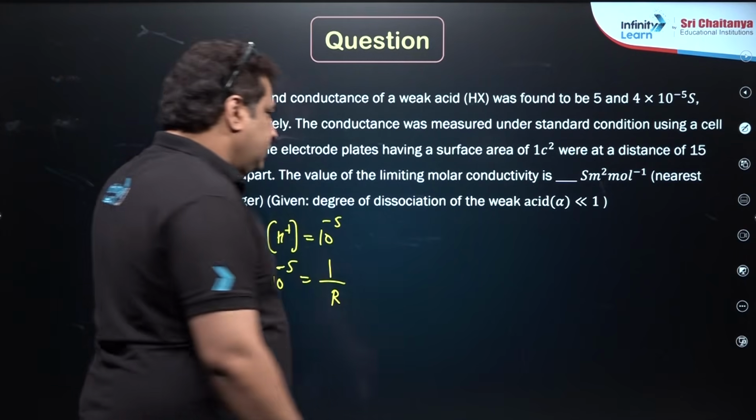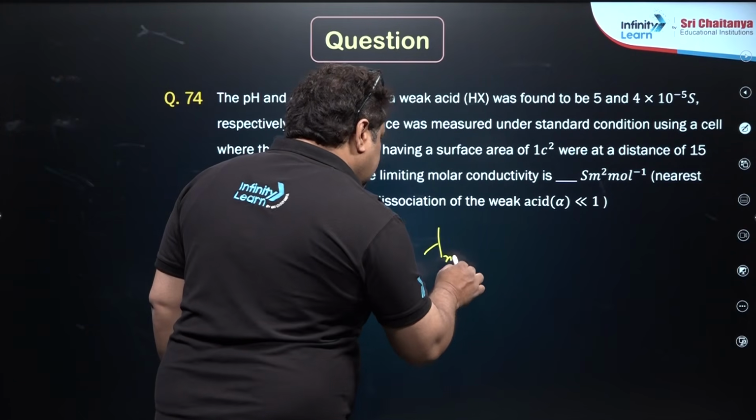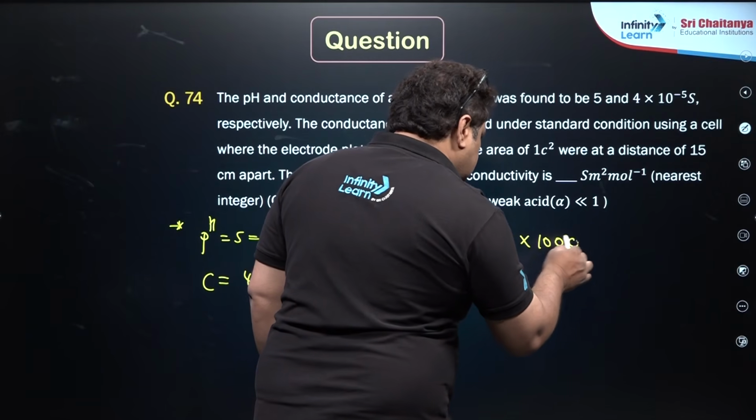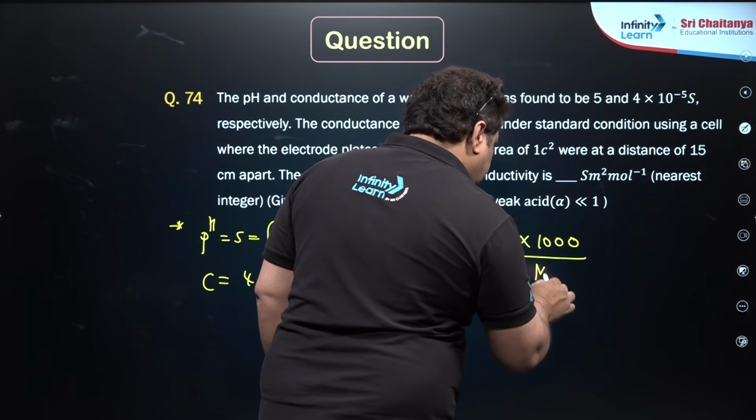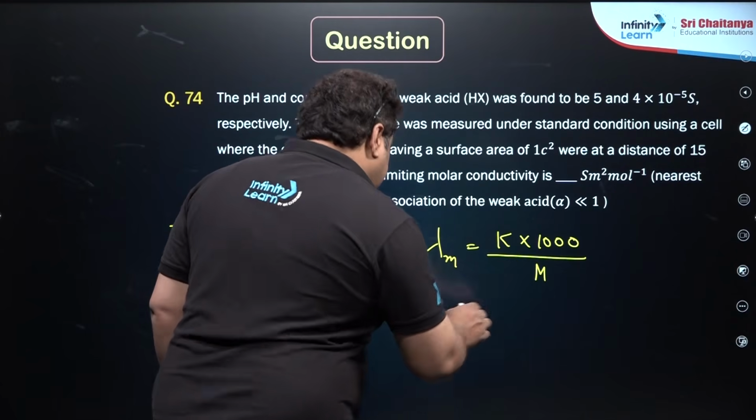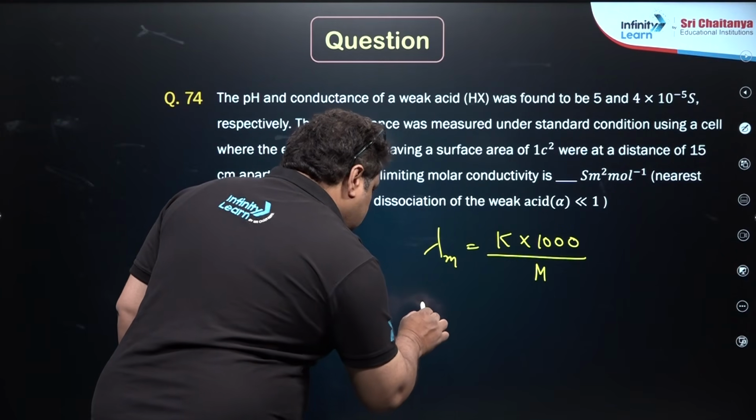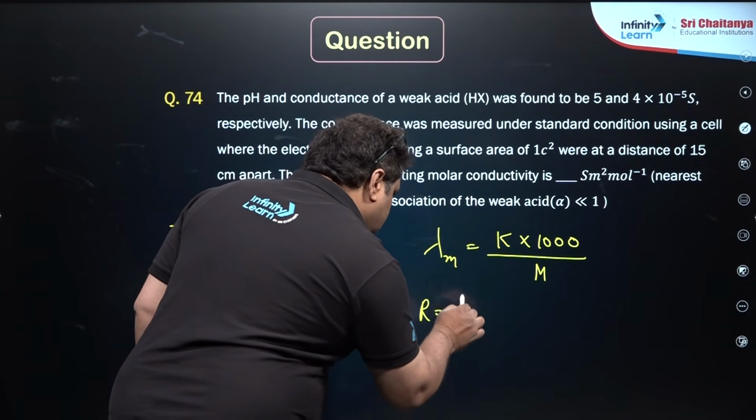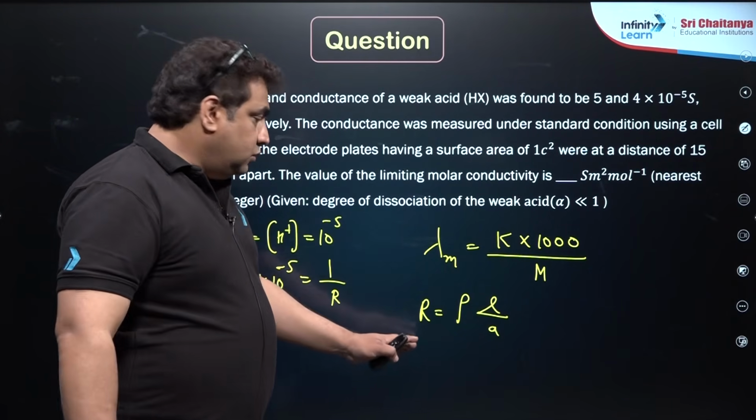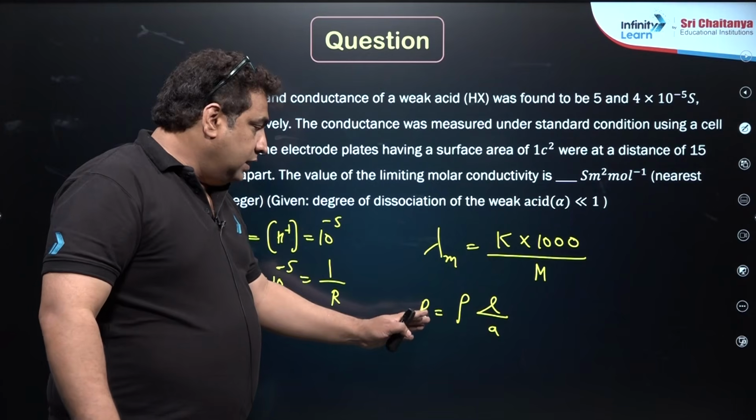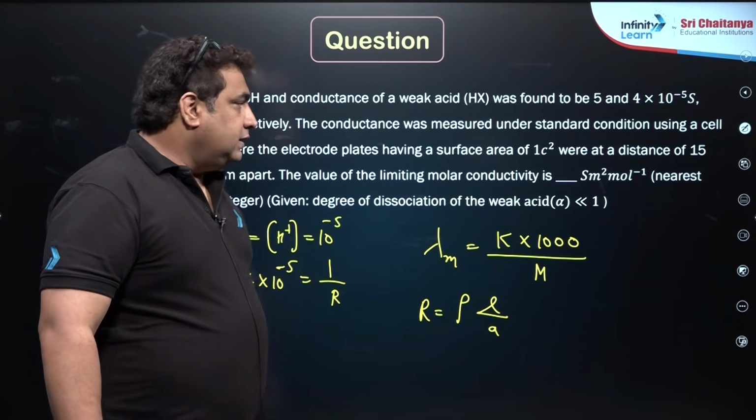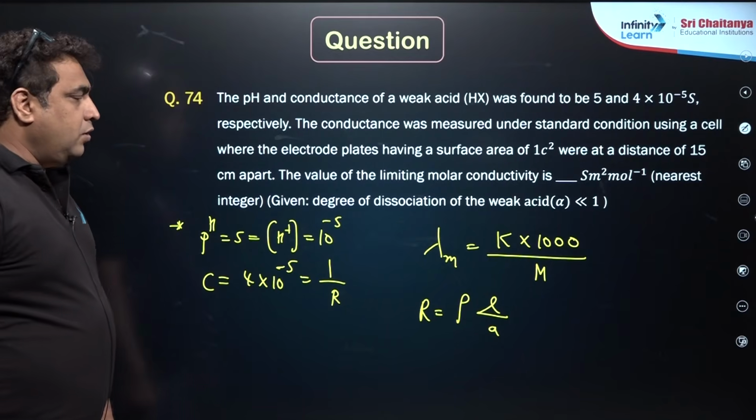Limiting molar conductivity. So, very easy, limiting molar conductivity is equal to K into 1000 upon molarity, right. So, now how to find K? R is equal to rho L by A. So, once you get R is equal to rho L by A from this data, inverse of rho you will get K and you will get the corresponding answer. Okay dear students.